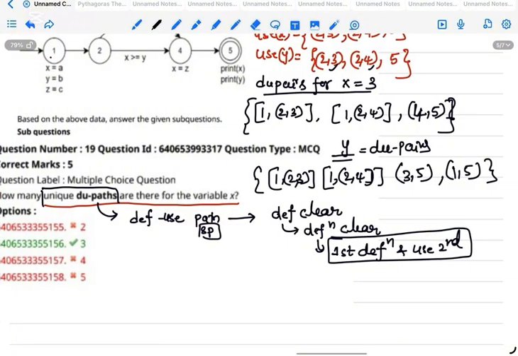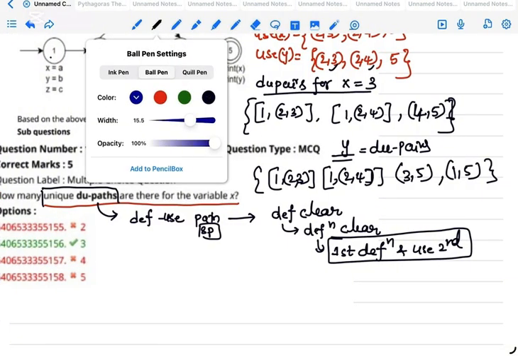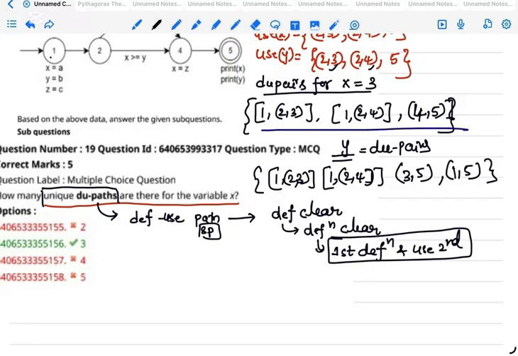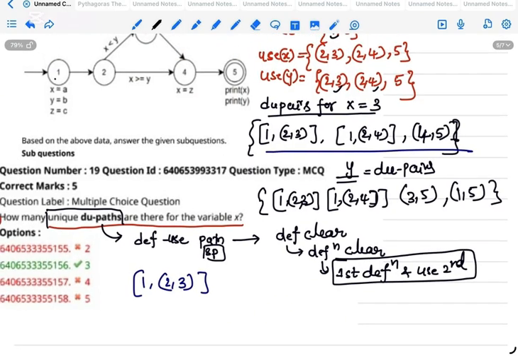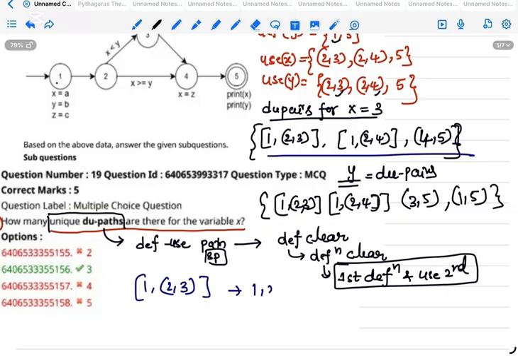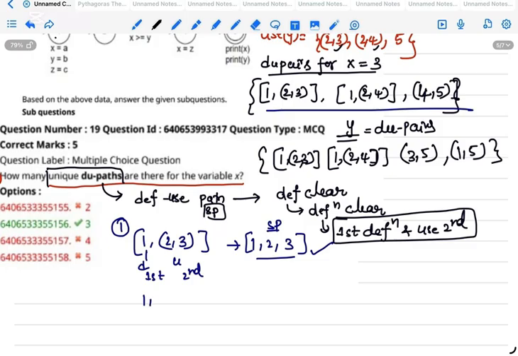So in this question they are asking for variable x, right? So for the variable x, these are the du paths. First one is 1, 2, 3. That is how we go by path, using 1, 2, 3. This is a simple path. This is the definition, this is the use. Definition first and use second. Okay, this is the first du path.